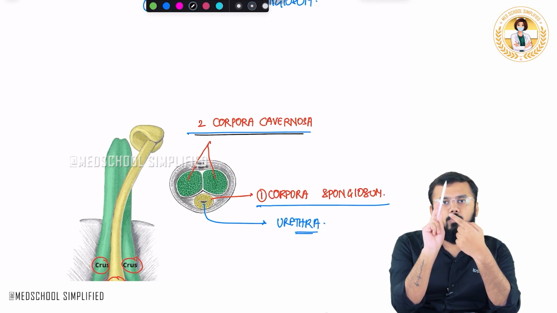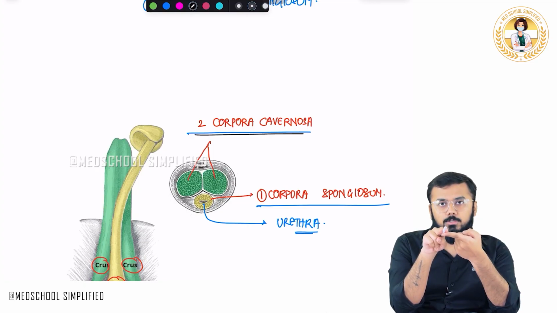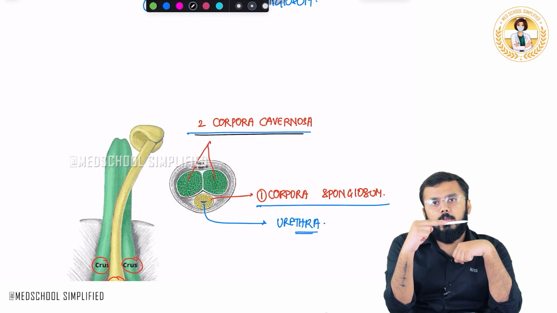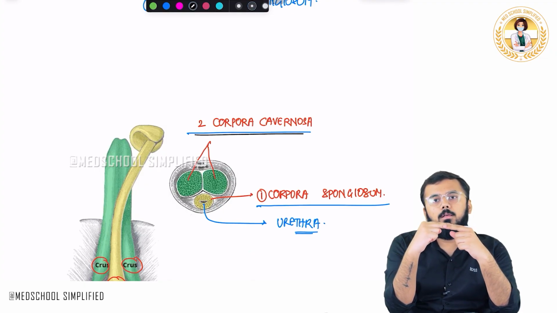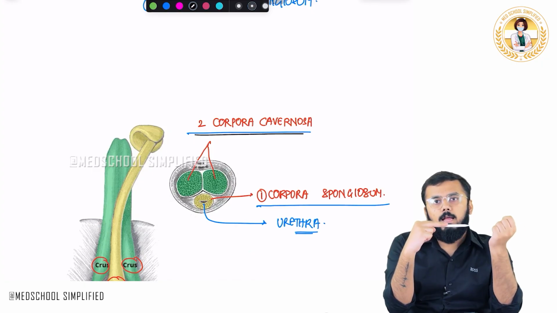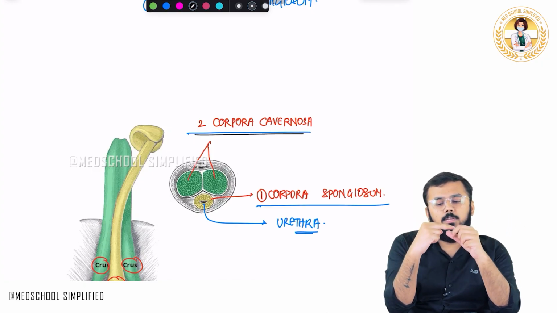Down here, I have got this white colored corpora spongiosum. Now, if you are looking from the side, how many corpora cavernosa can you see? You can see only one corpora cavernosa. And how many corpora spongiosum? Obviously, you can look at the corpora spongiosum down.